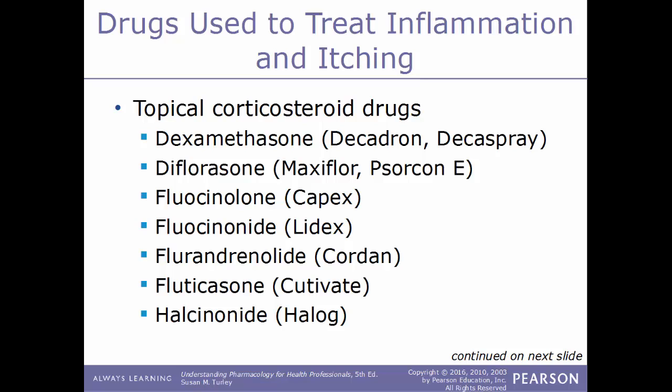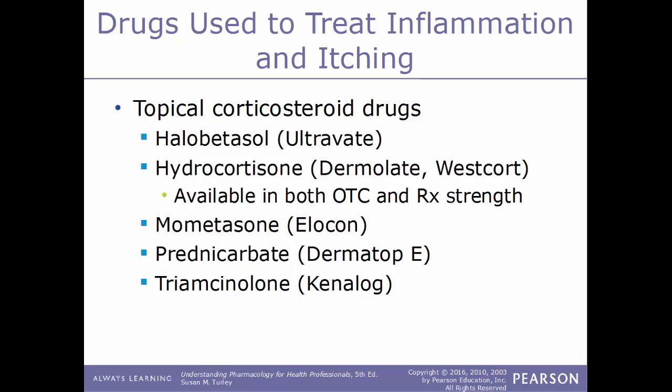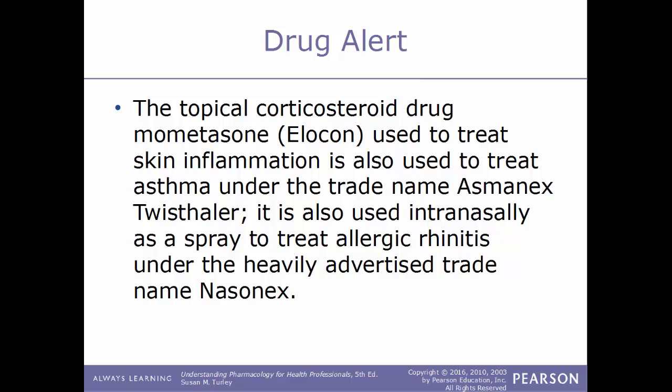Other examples here: dexamethasone, known by the names Decadron and Decaspray; diflorasone, known by the names Maxiflor or Psorcon E; fluocinolone, known by the brand name of Capex; fluocinonide, known by the name Lidex; flurandrenolide, also known by the name Cordran; fluticasone, known as Cutivate; and halcinonide, also known by its trade name of Halog; halobetasol, known by the trade name Ultravate; hydrocortisone, known by many names including Dermolate and Westcort, and this is available in both prescription and over-the-counter strength; mometasone, known by the trade name Elocon; prednicarbate, known by the name Dermatop E; and triamcinolone, known by the name of Kenalog.